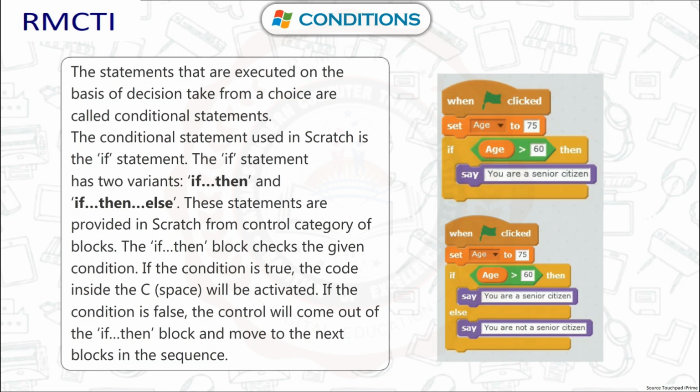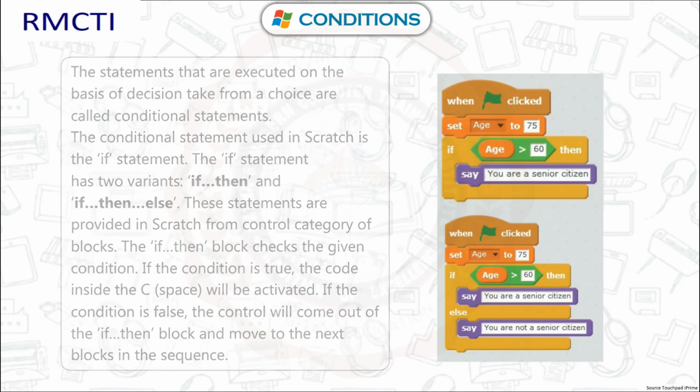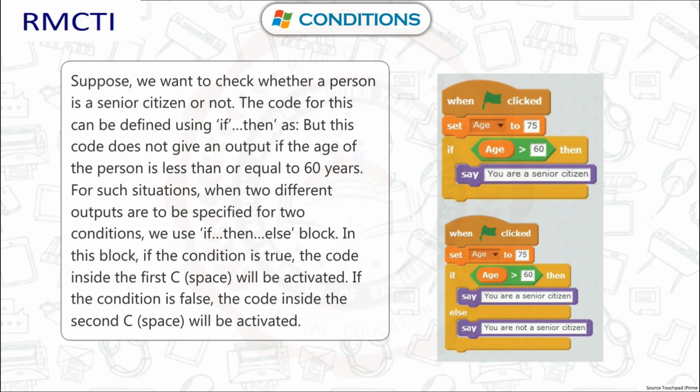The if then block checks the given condition. If the condition is true, the code inside the C space will be activated. If the condition is false, the control will come out of the if then block and move to the next blocks in the sequence. Suppose we want to check whether a person is a senior citizen or not. The code for this can be defined using if then, but this code does not give an output if the age of the person is less than or equal to 60 years.